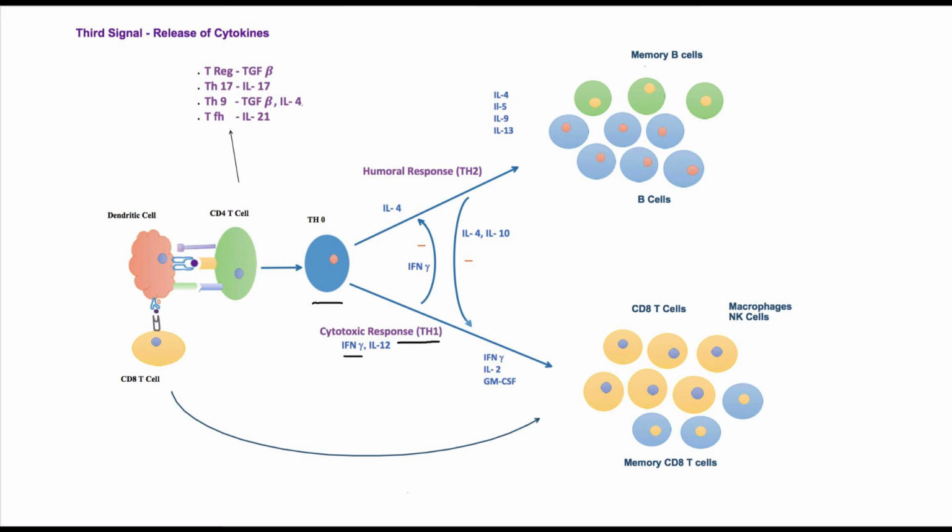Th1 cells then in turn secrete other set of cytokines that help in activation and proliferation of effector cells of cytotoxic response. These effector cells result in lysis of infected cells in case of viral infection or formation of granuloma in case of Mycobacterium tuberculosis. Effector cells of cell-mediated response include CD8 T cells, macrophages, and natural killer cells. Cytokines that mediate this response include interferon gamma and IL-2.